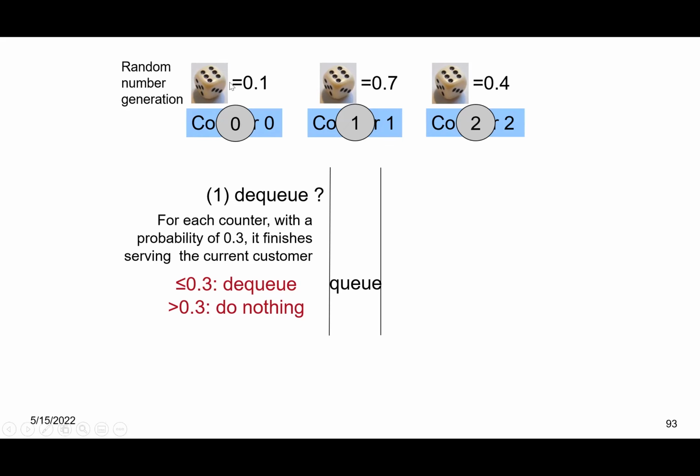Okay, so based on the random value I generated in these 3 counters, only counter 1 or counter 0 has a value less than 0.3, right? So customer 0 will leave the counter. We finished already, so now counter 0 will be empty. But counter 1 and counter 2, because the random number I generated is more than 0.3, customer 1 and 2 will remain there. They haven't finished. Okay, so this is step 1 in the second minute.